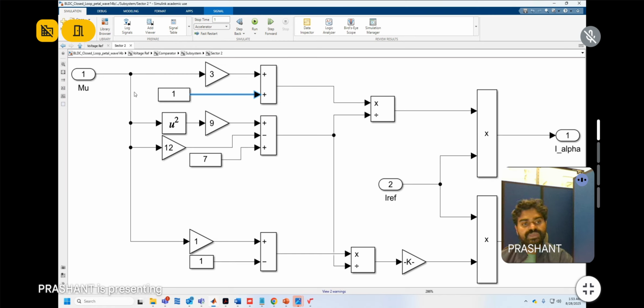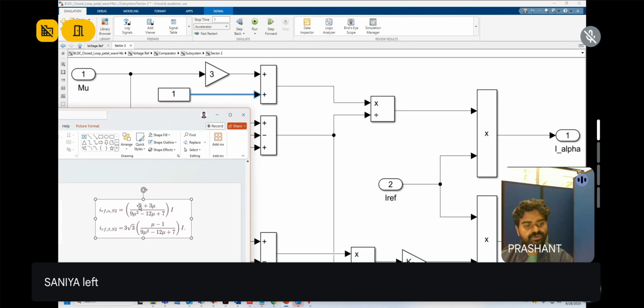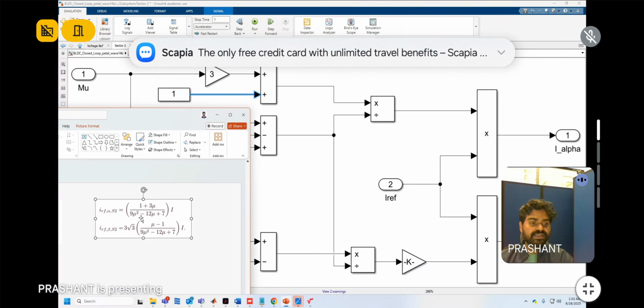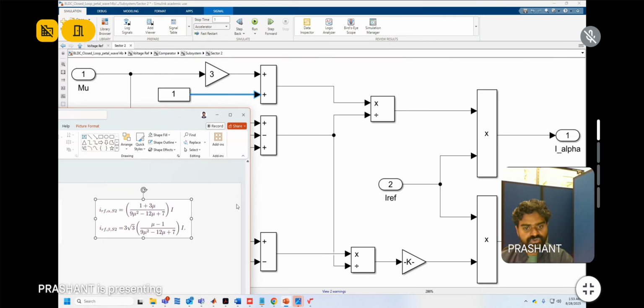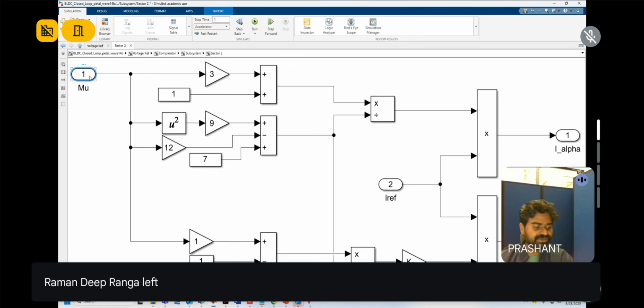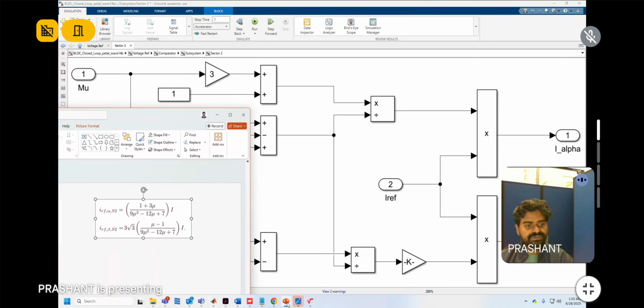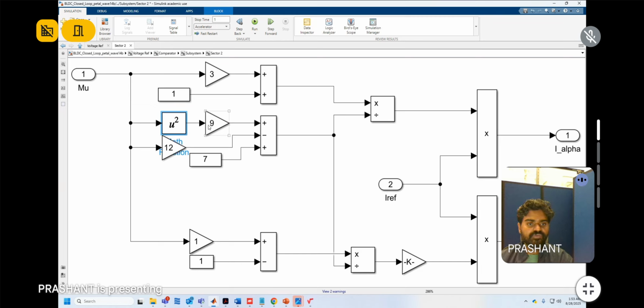Now the denominator part is remaining, and then we have to divide 1 plus 3 mu by this denominator part. The denominator part is 9 mu square minus 12 mu plus 7. So we will take mu square. We already have mu. Now we just have to make it a square. So we are making it a square. This is mu square. What is our requirement? First requirement is 9 mu square. We have mu square now, and we will multiply it by 9. So this part is completed.